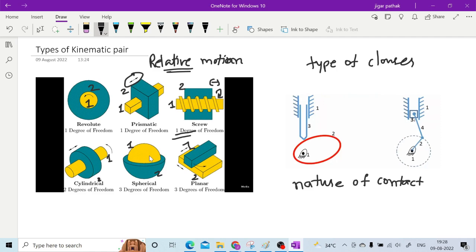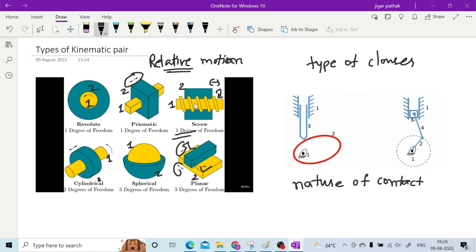In that, of the 3 motions, 2 motions are translatory, as we can see here and here, and 1 is circular motion. So this is how you have this classification of types of kinematic pair based on relative motion, right? When you go for types of closure, then you have 2 different pairs, right?